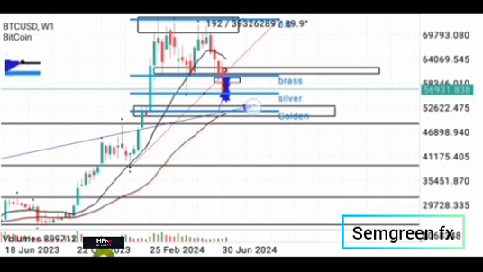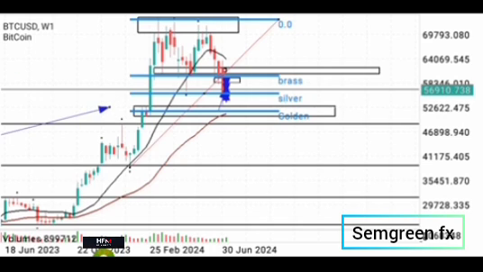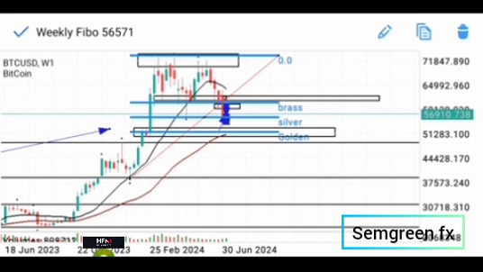Price has already retraced. Price is retracing to the upside to retest this point, and when price retests this point, price should be coming down to this level. So now we know what price is doing. Price is going up to this zone. We'll go to a daily time frame.